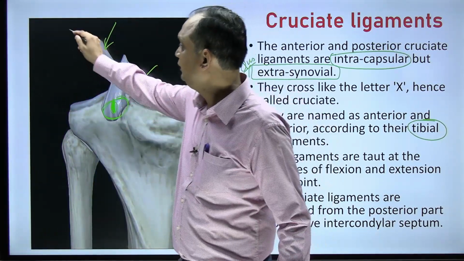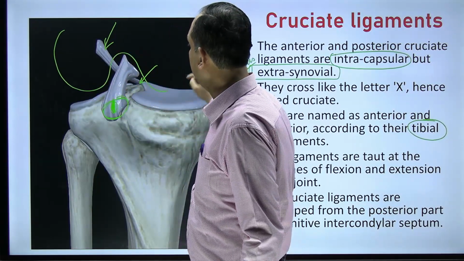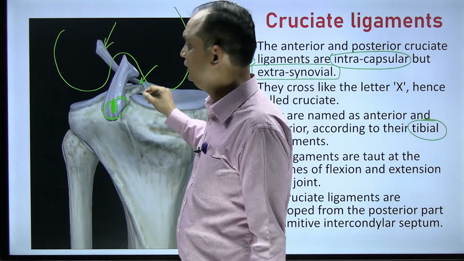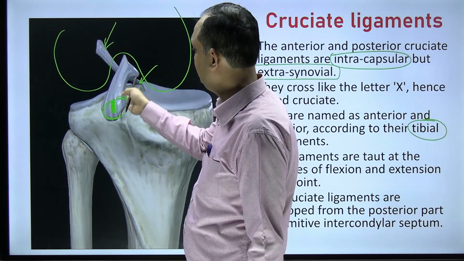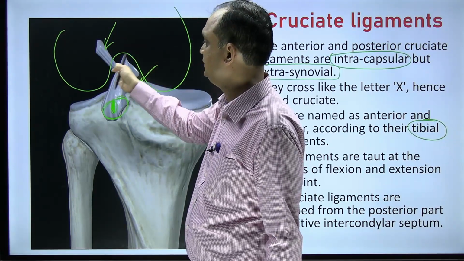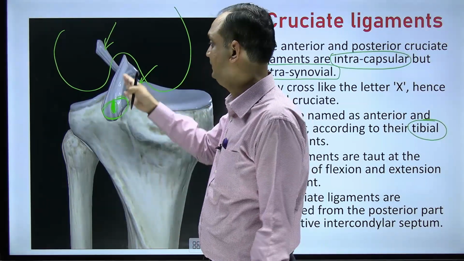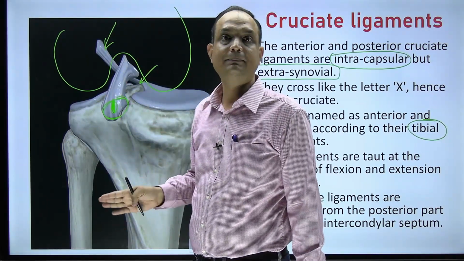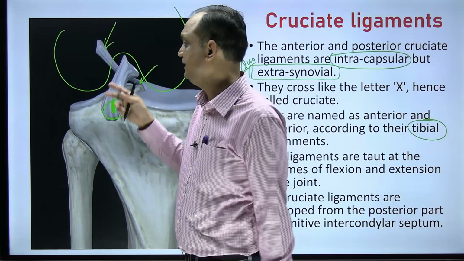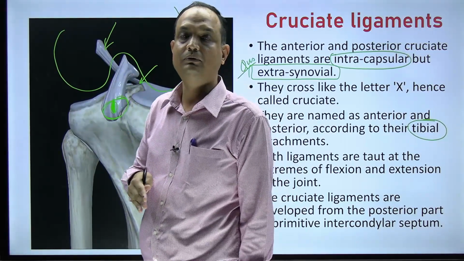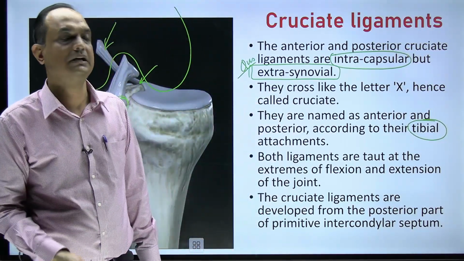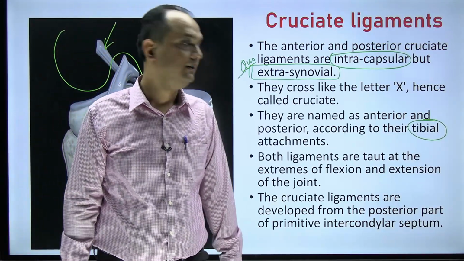Here you will have the femoral condyle, and these are the tibial condyles. Earlier there was a septum, a vertical septum which divides these two cavities. But with evolution, the septum disappears and two remnants of the septum persist inside the capsule, and these remnants are known as ACL and PCL.